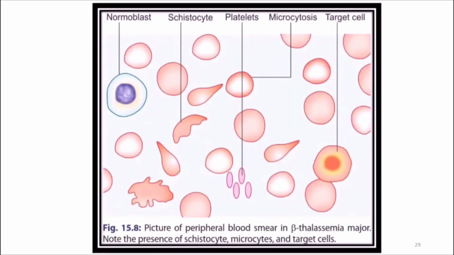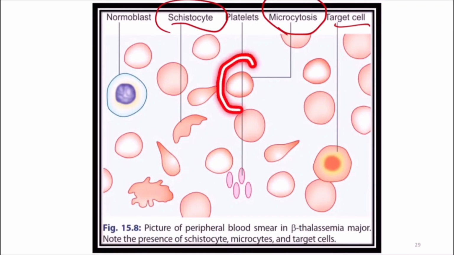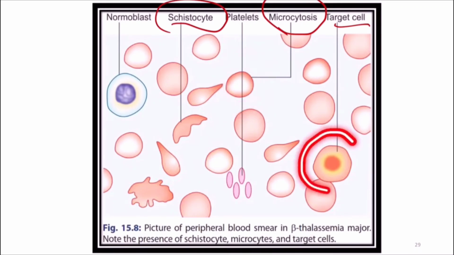This is the picture showing the peripheral blood smear in beta thalassemia major. You can see the presence of cystocytes. You can see the presence of microcytosis here, the microcytes, and you can see the target cells. You can see the microcytosis happening here. This is the picture showing the peripheral smear in beta thalassemia major.